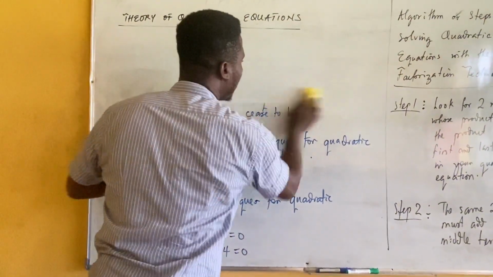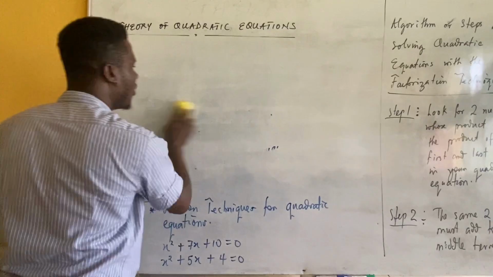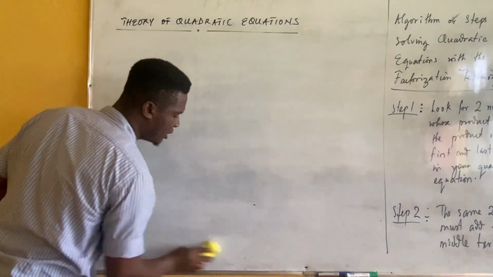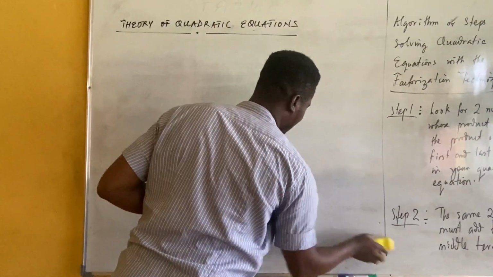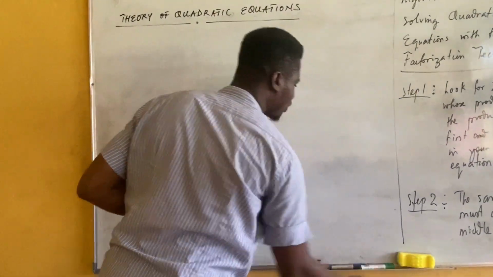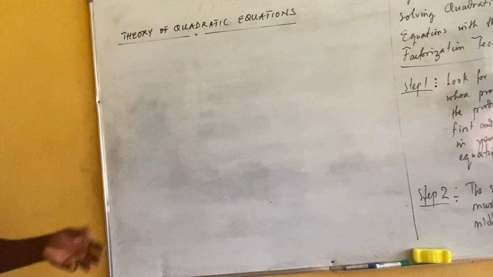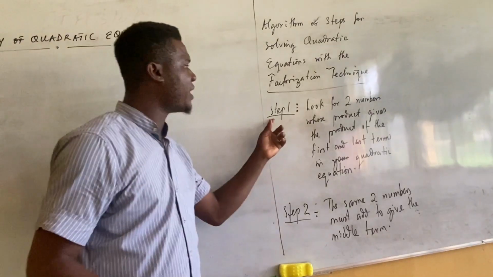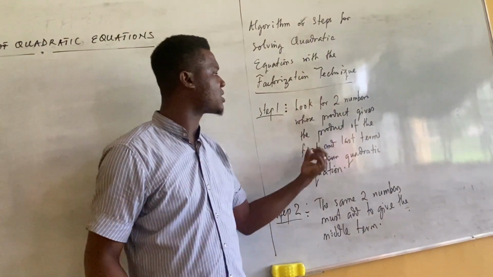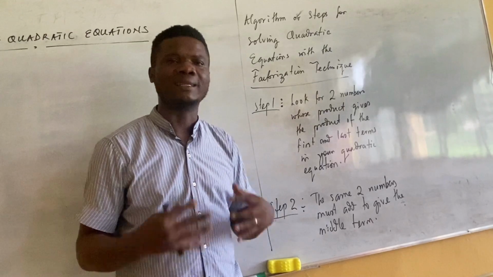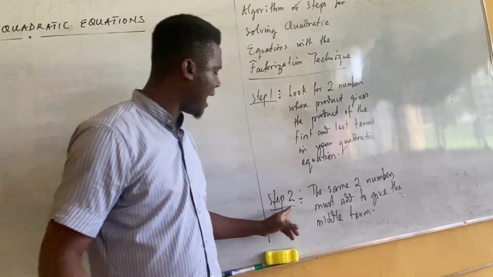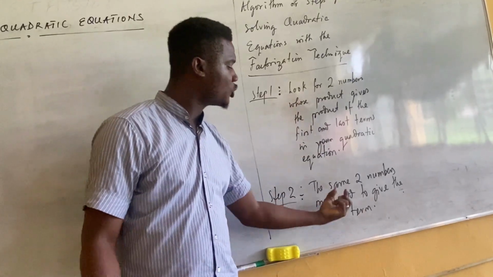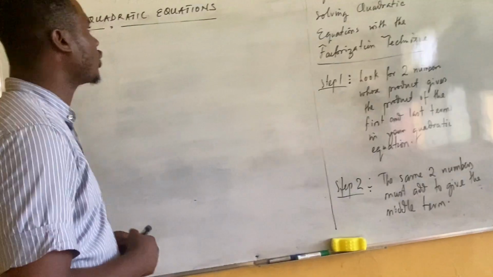So, what are the first and second steps all about? The first and the second steps are all about showing you how to use the factorization technique for solving quadratic equations. The first step requires you to look for two numbers whose product gives you the product of the first and the last term. And the second step requires that those same two numbers you found in step 1 should add to give the middle term. Now let me show you what that means.